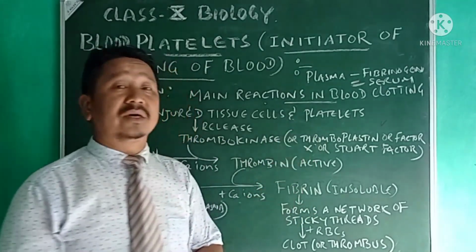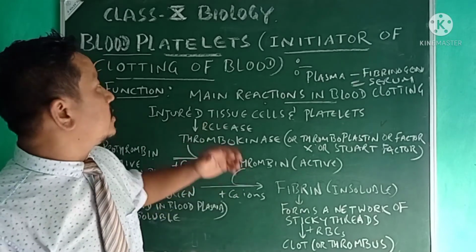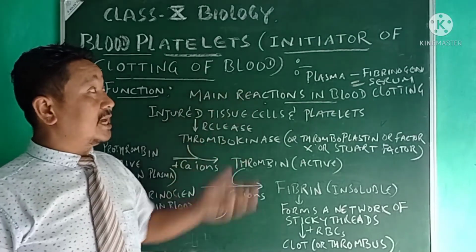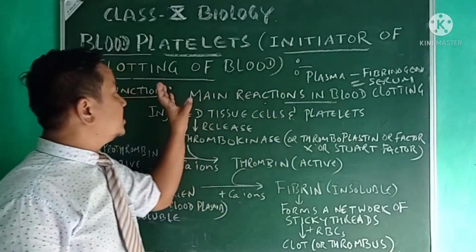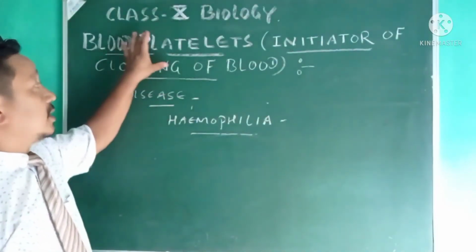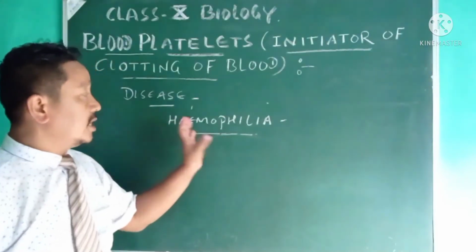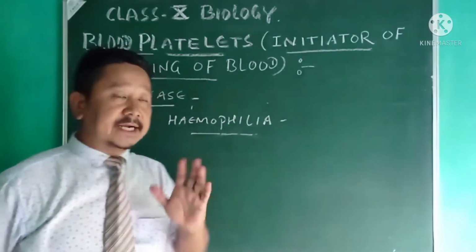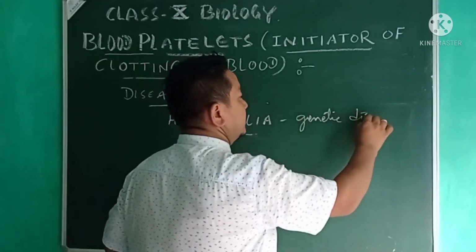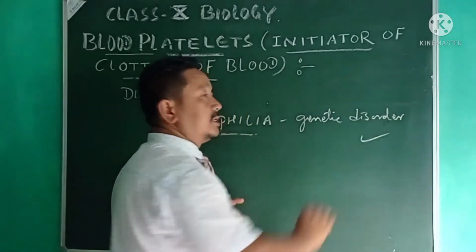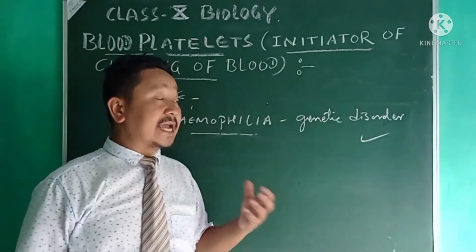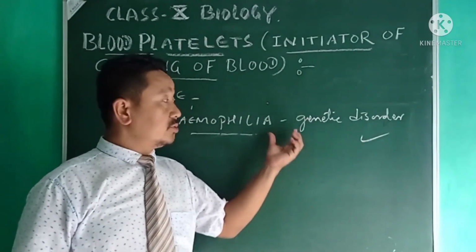So this is how the clotting of the blood takes place, which is all because of this particular blood cell called blood platelets. They are also called the initiators of clotting of blood. Now we'll talk about the diseases related to blood platelets. First comes hemophilia, a genetic disorder. Genetic disorder means if the parents have this problem, the children are also likely to have it.